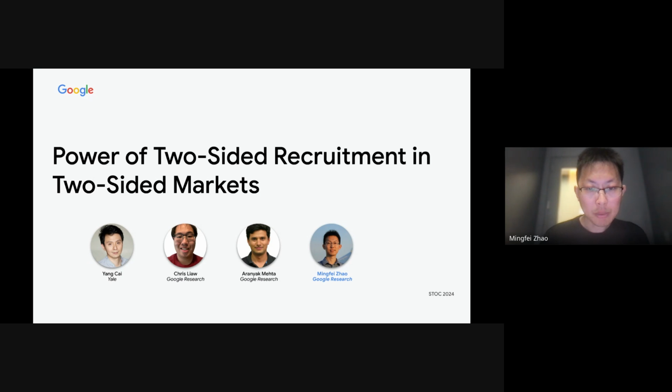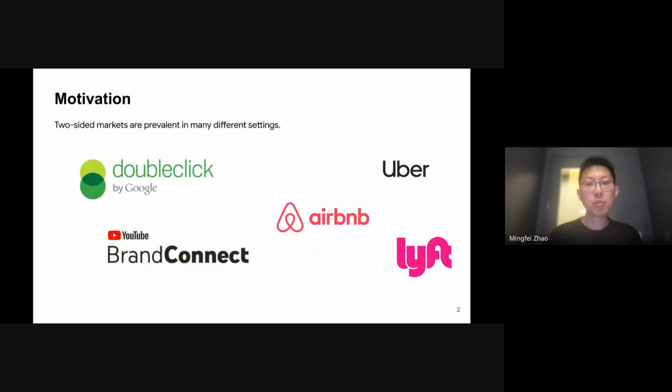Today, I'm going to talk about a paper called Power of Two-Sided Recruitment in Two-Sided Markets. This is a joint work with Yang Cai from Yale University and two of my other colleagues, Christopher Liao and Arank Mehta. In this paper, we'll focus on two-sided markets.